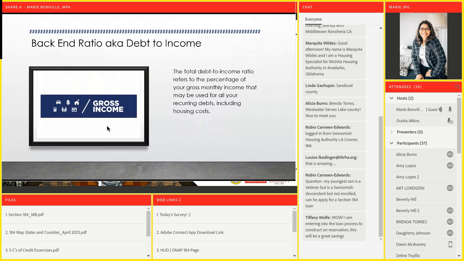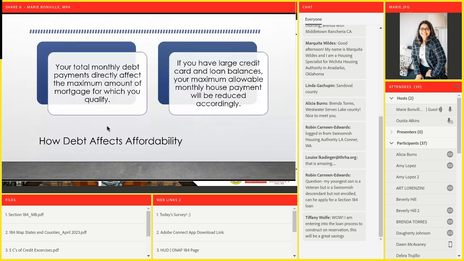So now they're saying, okay, well, what about when we add your debt? Well, your debt will affect the affordability, how much home you can afford. If you have large credit card and loan balances, your maximum allowable monthly payment will be reduced, because this is a relationship between the two.